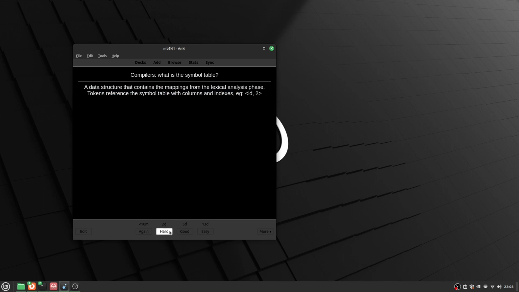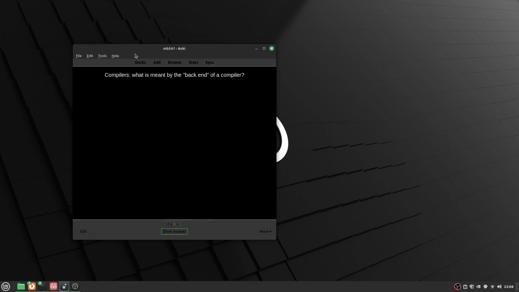Yep, pretty good. What is meant by the back end of a compiler? So that's anything that's machine dependent, so like optimizing and translating for specific architectures.